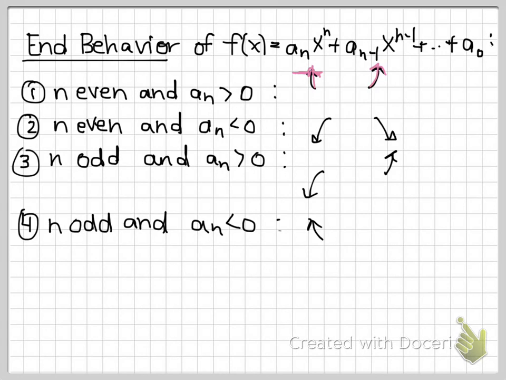Finally, n could be odd and a_n could be negative. And in this case, as x is closer and closer to negative infinity, the graph will be going up towards positive infinity, and it will be going down towards negative infinity off to the right. So these pictures all tell us what the graph is going to look like at the ends. All right, and we're going to use that to help us to graph a function.